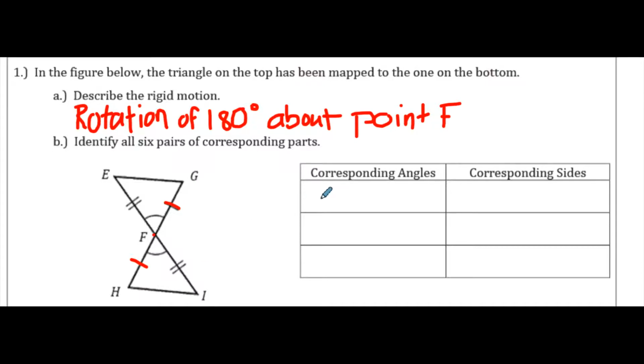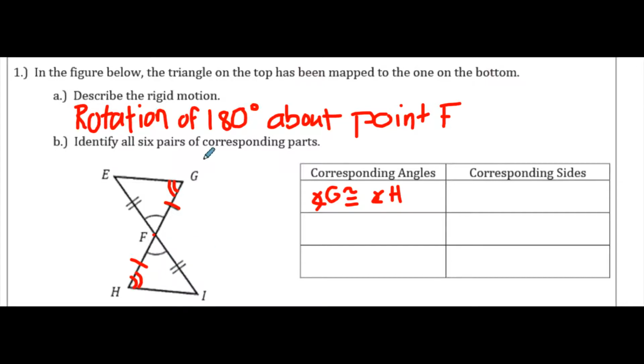So let's start with the angles. Okay, so let's take angle G. What angle is G congruent to or equal to? Well, after the rotation, G would map onto H. So angle G is congruent to angle H. And how would you mark that in the diagram? Now, they already have single markings for this angle, so we're going to have to do double. So double at G and double at H.